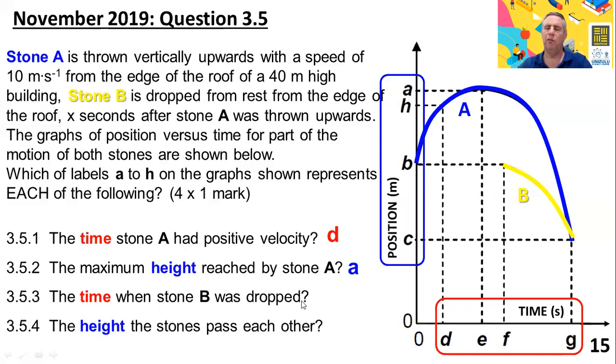Thirdly, the time when stone B was dropped. Well, we've identified that that's when graph B starts, and that corresponds to time F. And finally, the height the stones pass each other, that's the point they pass. Don't make the mistake of putting G. That is the time when they pass each other, but the height when they pass each other is point C. So that should have been fairly easy if you just understood your position time graphs for projectile motion.